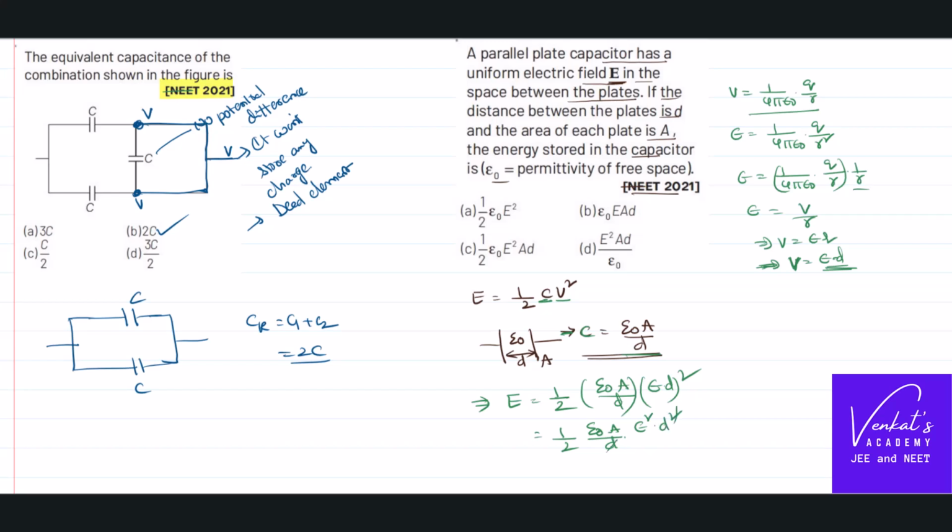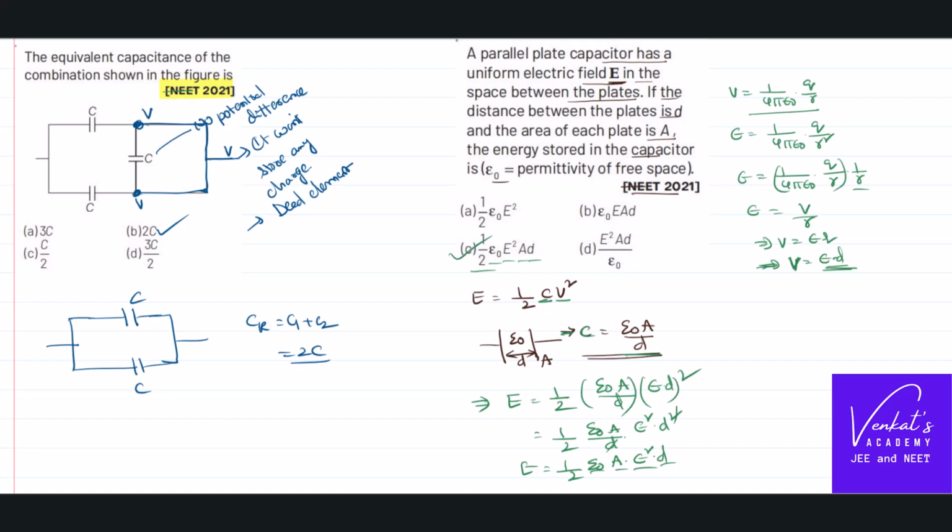One D gets cancelled. So the answer is half epsilon naught A E square D. That is the electric energy stored between the plates of the capacitor. Look at the options now. This option, half is there, epsilon naught is there, E square is there, A is there, and D is also there. So option C is the right answer to solve this problem.